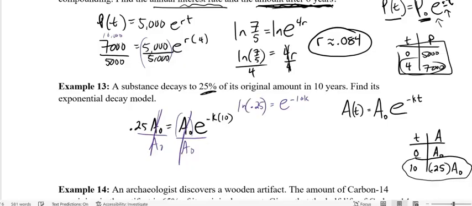And now this should look familiar. Take the natural log of both sides. The right cancels out. Natural log of 0.25. And then I divide by negative 10. The negative's important here. I understand my model's decreasing, so I have to include the negative. As you work with logs, you'll realize that when you take the log of a number less than 1, you get a negative.